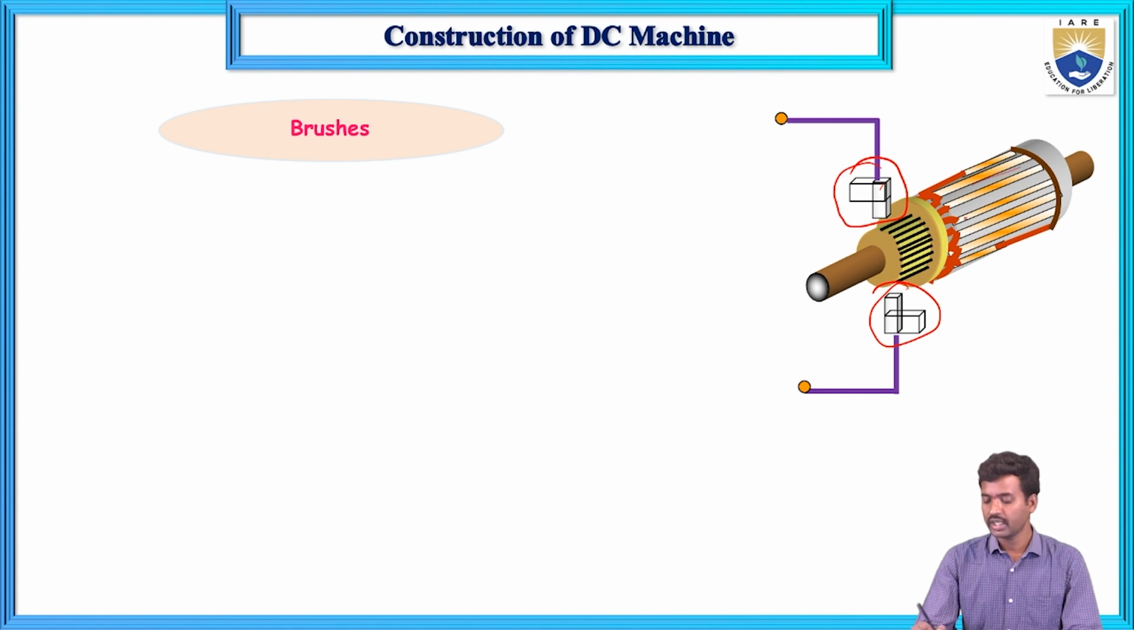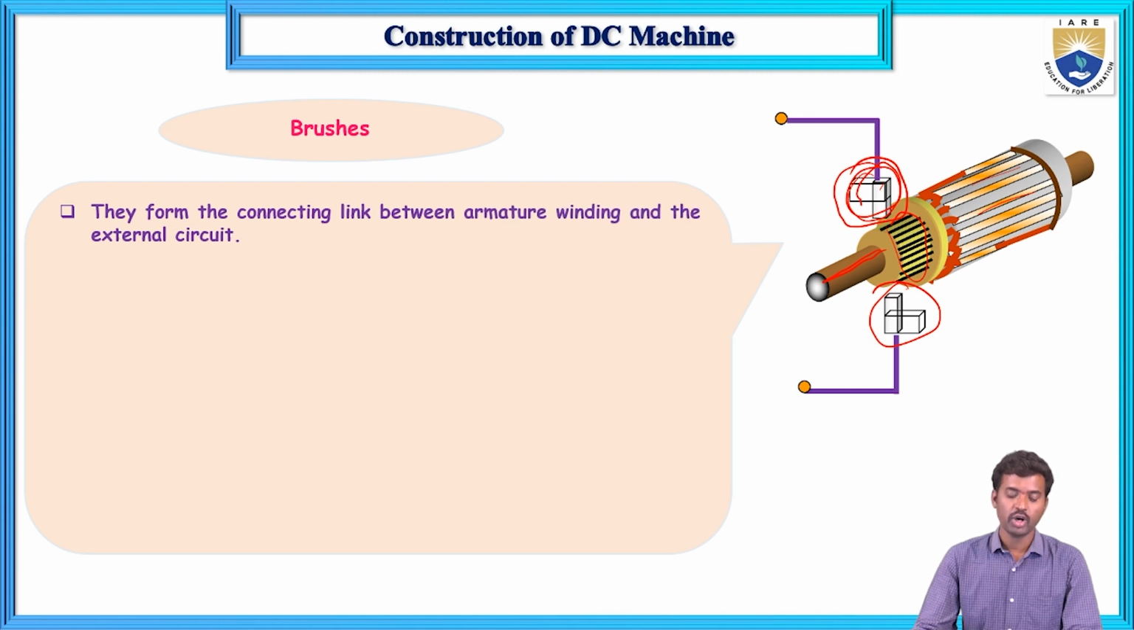So these are the conductors. This is the armature core. These are the commutator segments. This is the shaft, and this is the brush. So what is meant by brush? This is the connecting link between the armature winding and the external circuit. The external circuit is stationary and the armature is rotating.